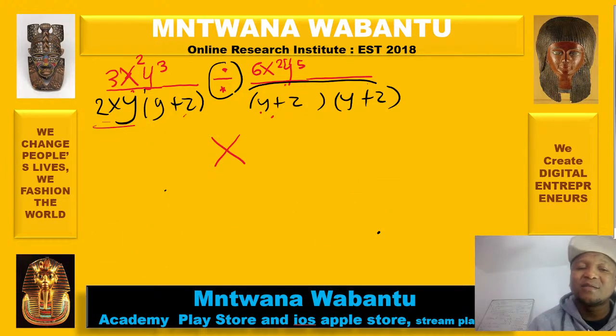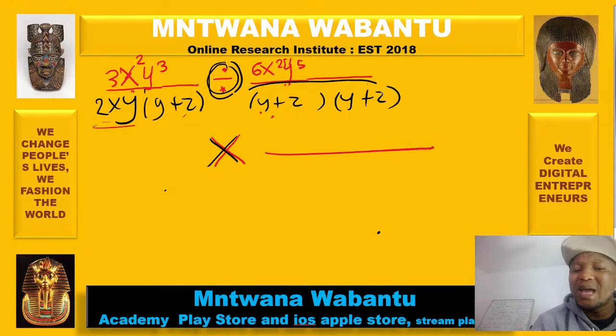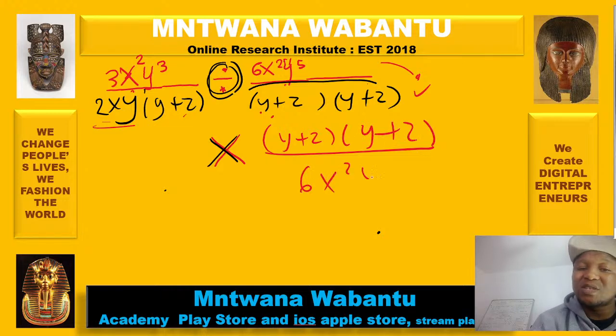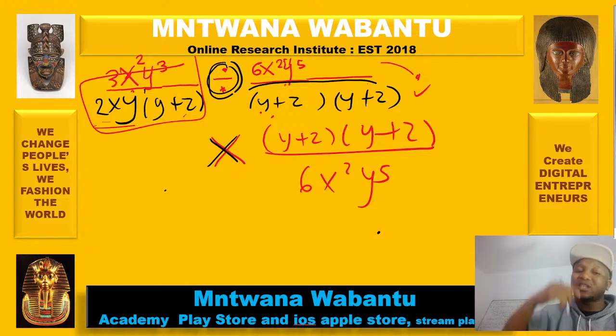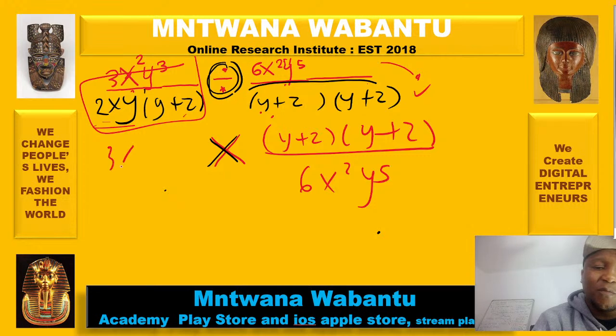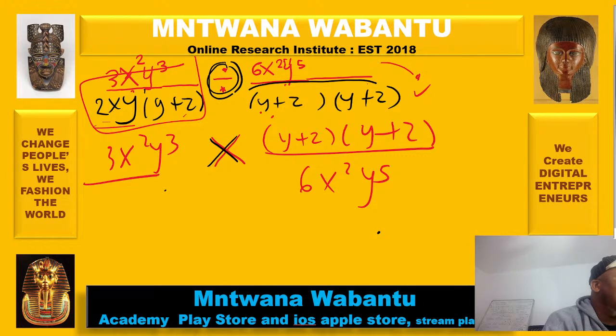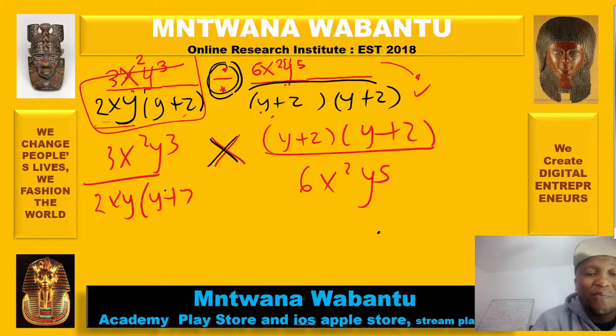So now I'm going to multiply, and then I'll flip. I'm going to write my equal, and this stuff is going to go to the top, and this is going to go to the bottom. So let's write y plus 2 and y plus 2 at the top now. And this is going to come to the bottom, 6x squared, y power 5. Now, the first one stays exactly how it is, only the second one is the one that you flip. 3x squared, y cubed over, and then at the bottom, it's going to become 2x, y plus 2.